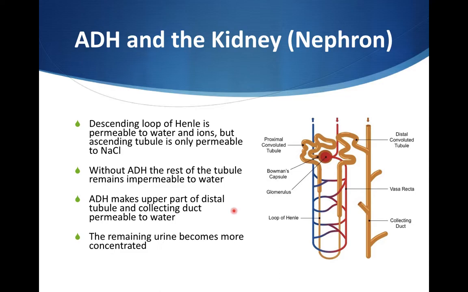Now, without antidiuretic hormone, the rest of the tubule remains impermeable to water. But with antidiuretic hormone, the upper part of the distal tubule, which is this upper part of the distal tubule, and the collecting duct, which is heading down to our bladder, become permeable to water. So what happens is, with antidiuretic hormone, as the liquid is making its way to our bladder, here in the distal tubule and here in the collecting duct, there's one more opportunity to absorb water. And so the body absorbs more water, the urine becomes more concentrated, and we conserve more water in our body and prevent being dehydrated.